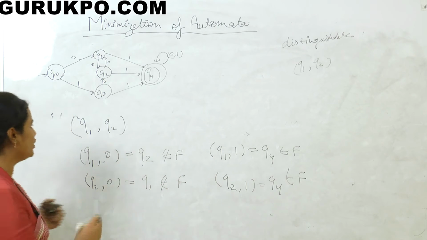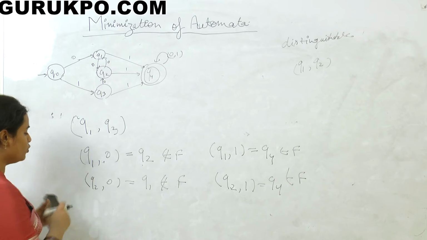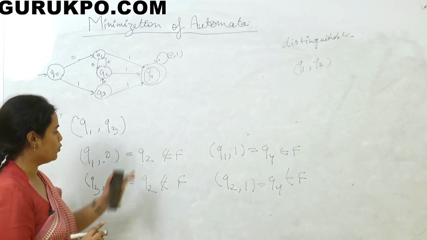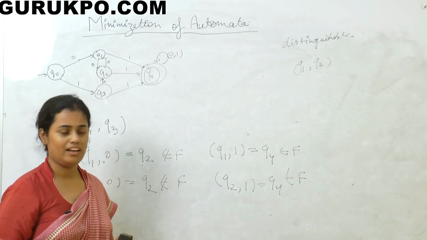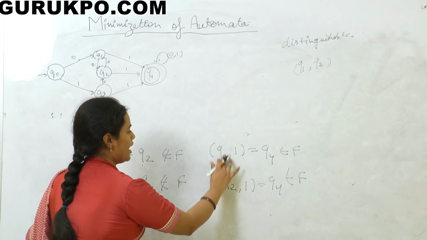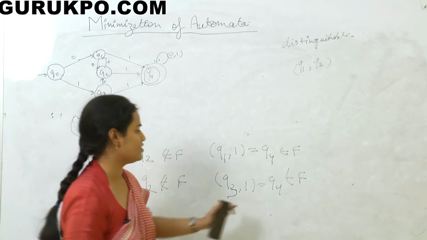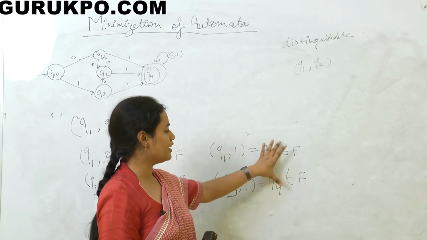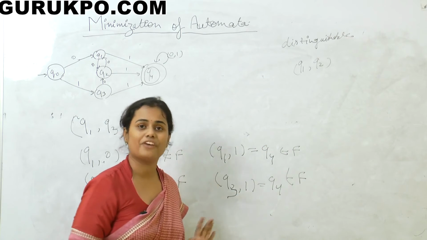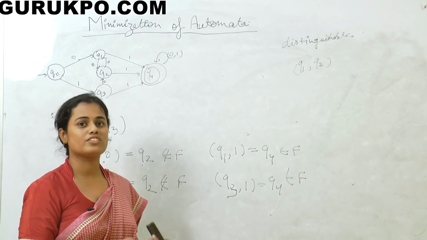Now we will check for Q1 and Q3. At Q1 I am giving 0, I am reaching Q2. At Q3 I am giving 0, I am again reaching the state Q2. And both of these, Q2 and Q2, do not belong to the set of final states. Now at state Q1 I am giving the input 1, I am reaching Q4. At Q3 when I am giving the input 1, I am reaching the state Q4, and it is very clear that both belong to a final state. Either both do not belong to final state or both belong to a final state. That is why we can also merge Q1 and Q3. Q1 and Q3 are also indistinguishable states.